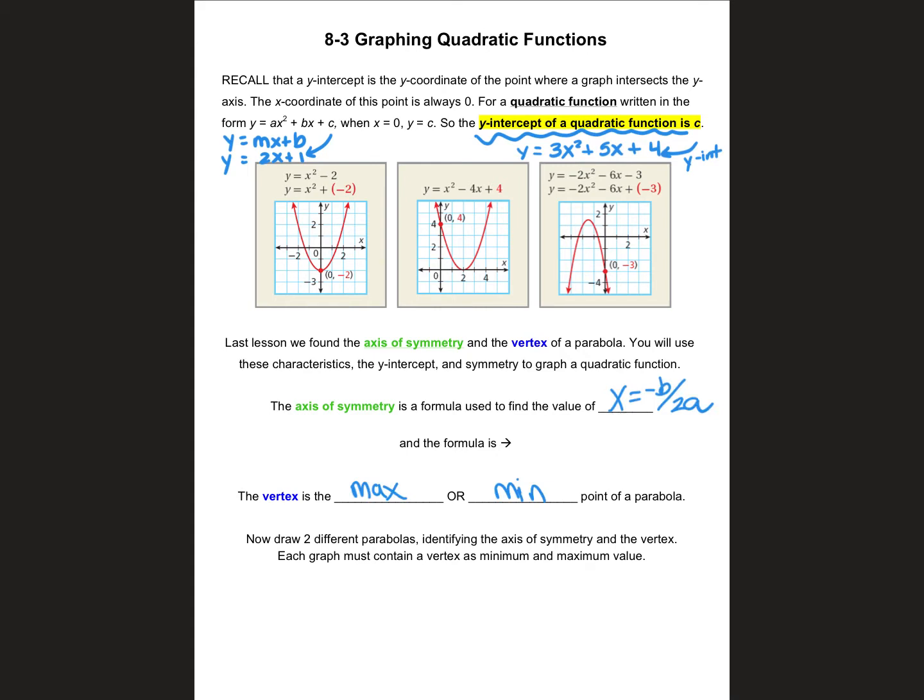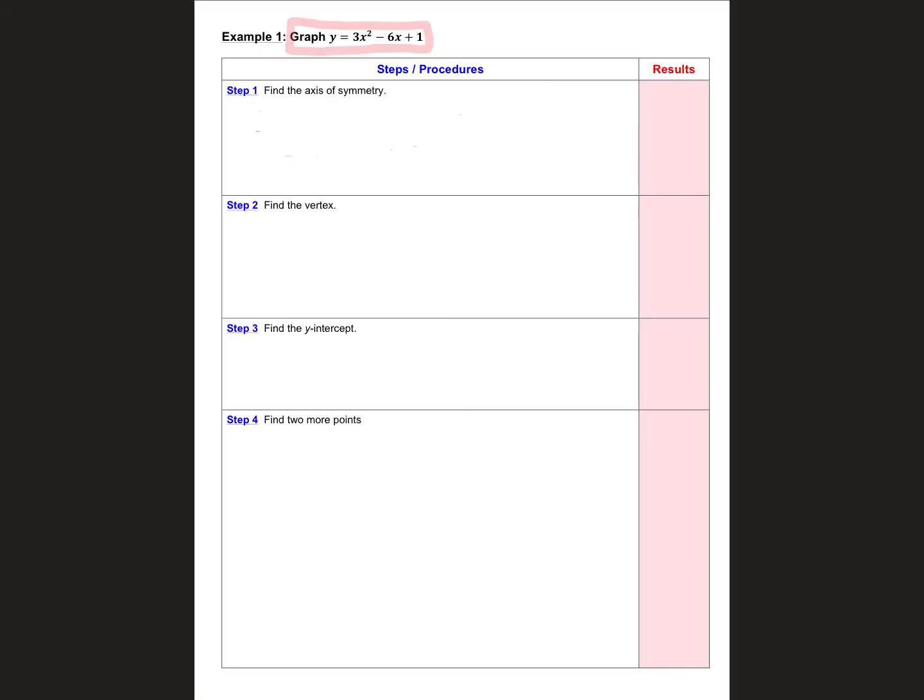The axis of symmetry formula is the x equals negative b over 2a that we learned in lesson 8-2, and the vertex is the maximum or minimum point of a parabola, which we learned in 8-1. Okay, the axis of symmetry formula is negative b over 2a. So looking at our equation, we have ax squared plus bx plus c.